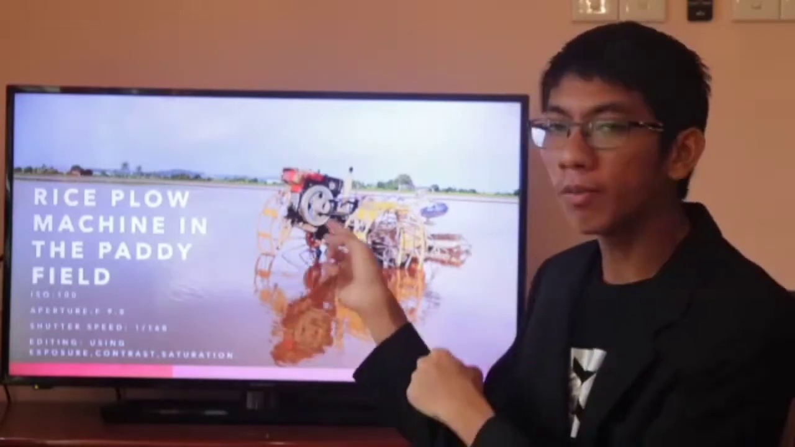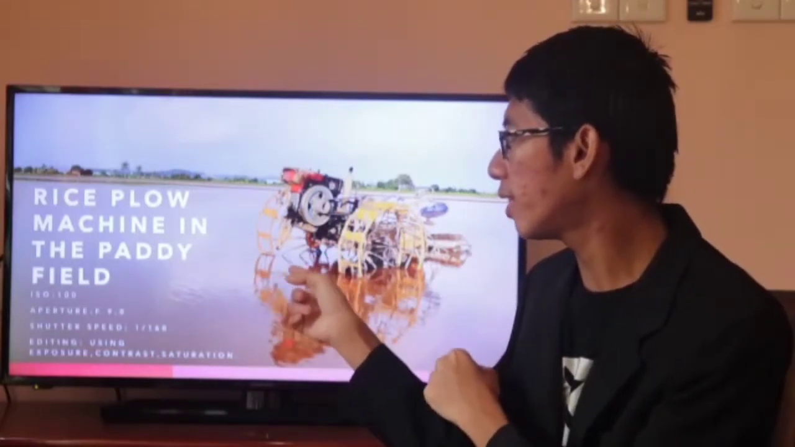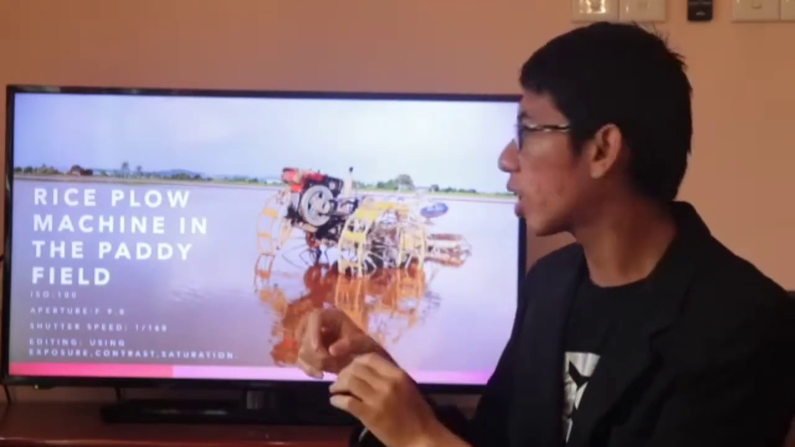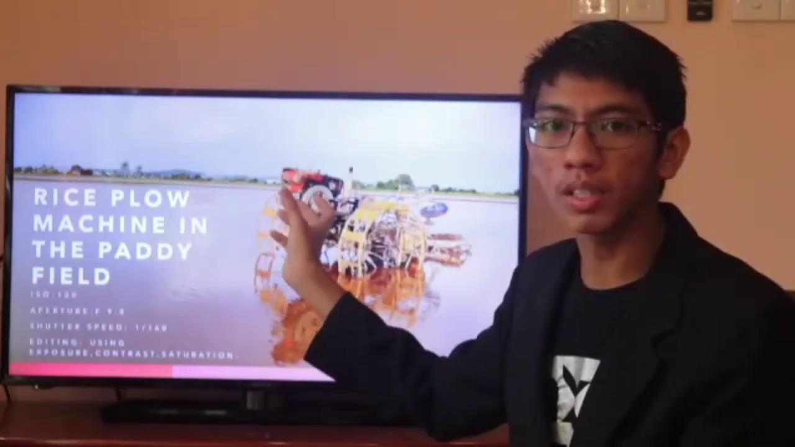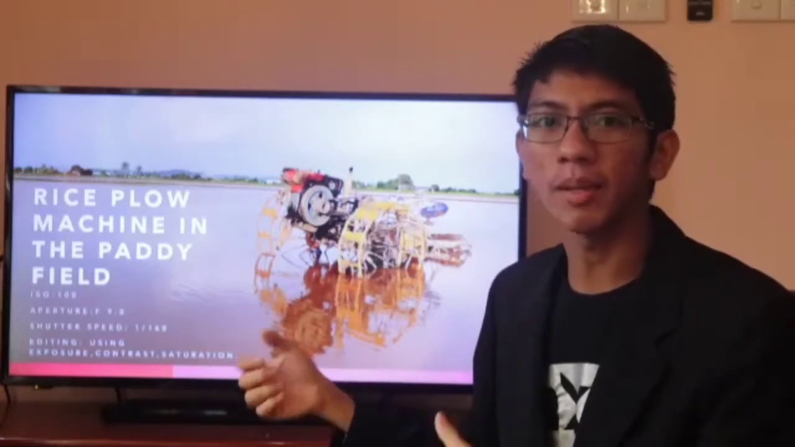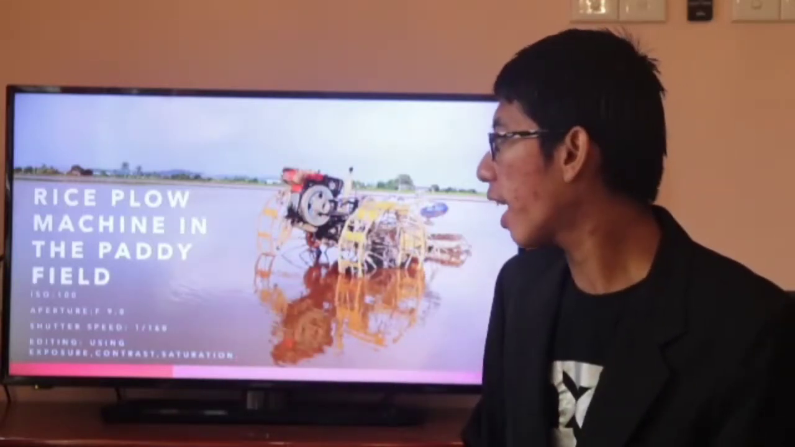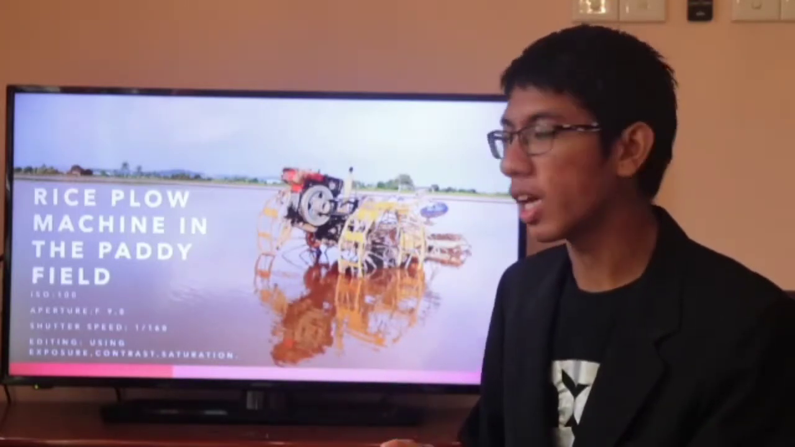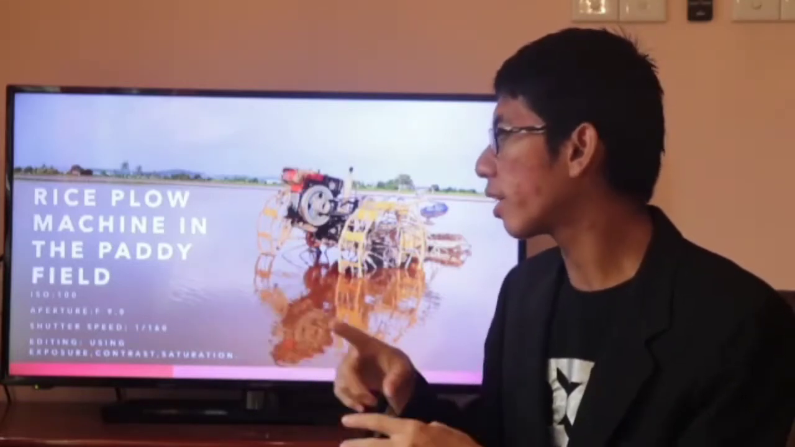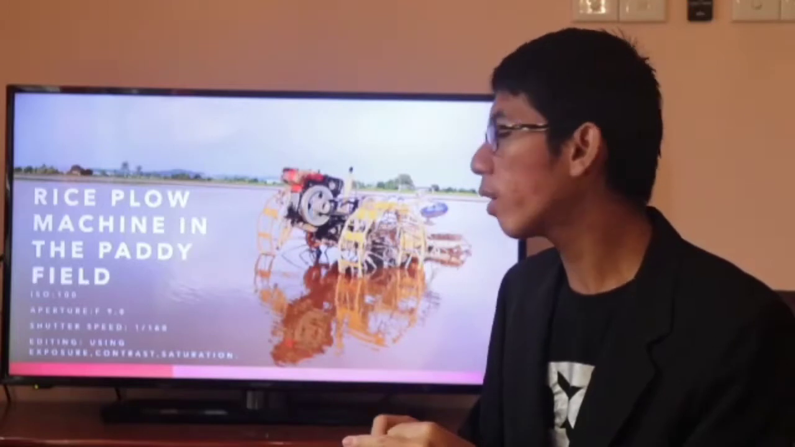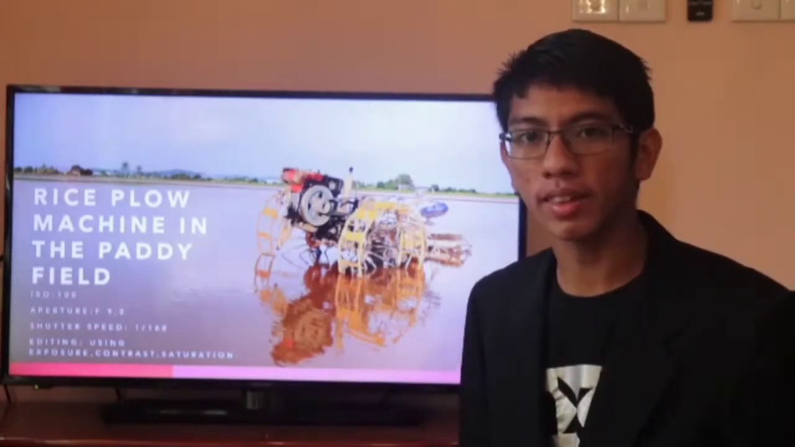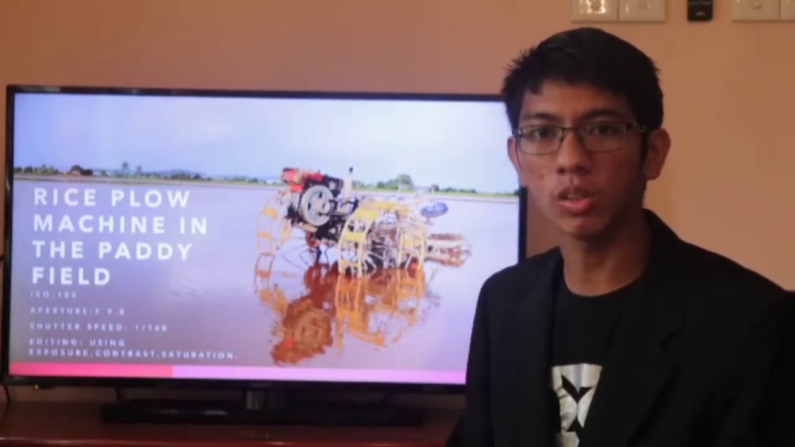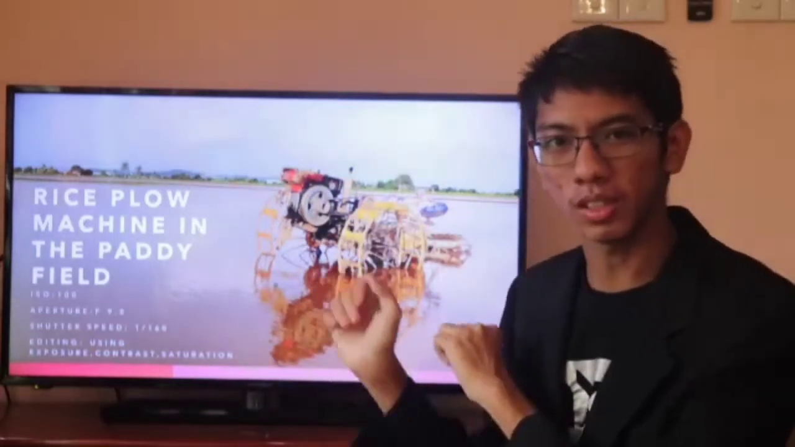This is the first picture, which is the rice plow machine in the paddy fields. The concept that I use for the picture is the vintage look because it has a machine that farmers use to plow the rice in the paddy field. For the settings, there are 3 settings in this picture, which are ISO, aperture and shutter speed. The ISO is 100, the aperture is f9 and the shutter speed is 1/160. Also for the editing, I used the exposure, the contrast and also saturation. So this is the first picture.